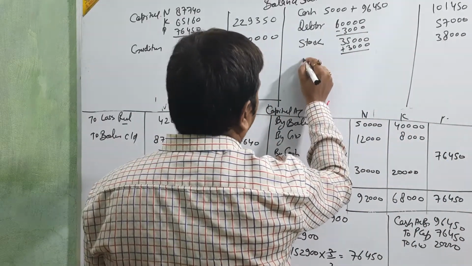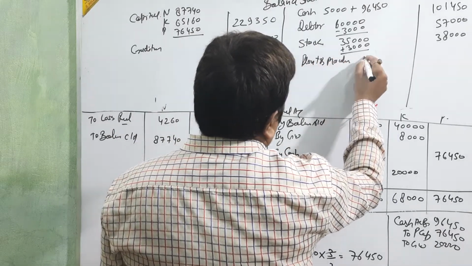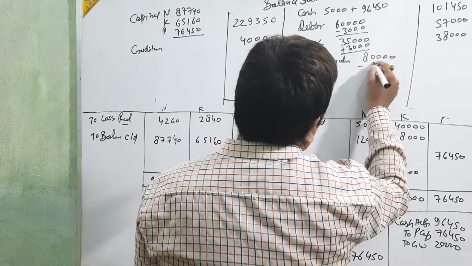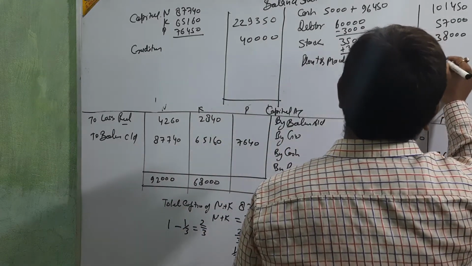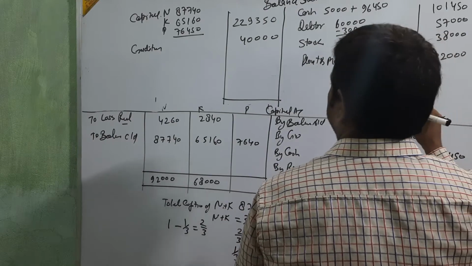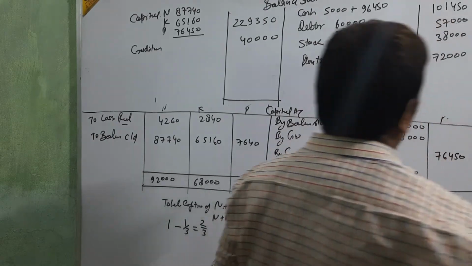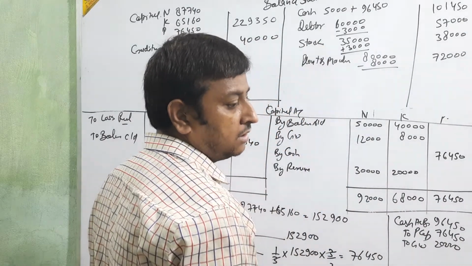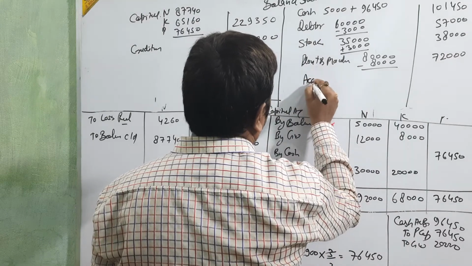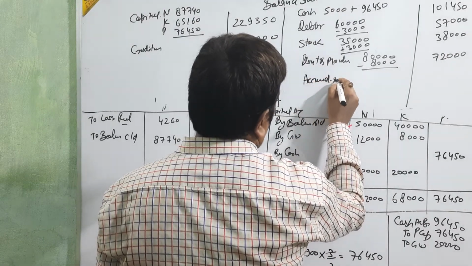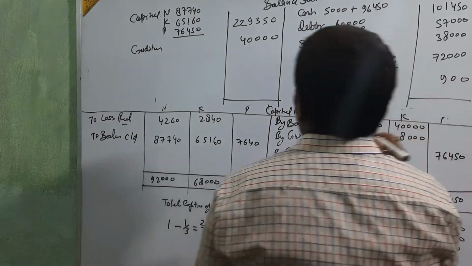Plant and machinery: 80,000, less 8,000 because depreciation is there. It means 72,000. Okay. And one accrued income, yes, 900. Okay. Go for totaling.